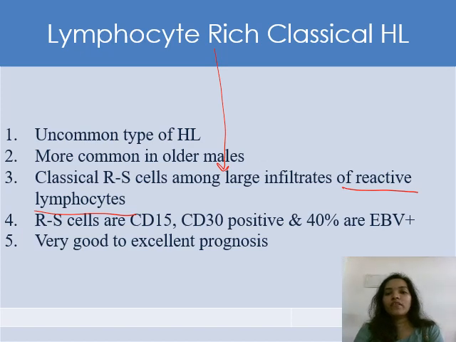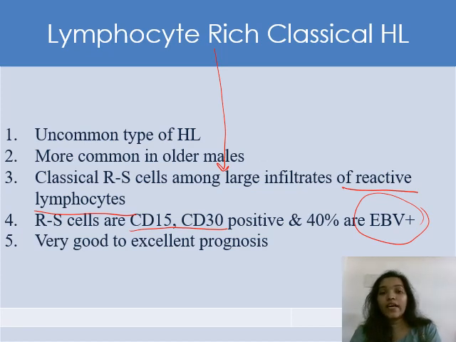This also comes under the classical type, so CD15 and CD30 are positive, and 40% of cases are EBV (Epstein-Barr virus) positive. These also have a very good to excellent prognosis because they have a lymphocyte-rich background. So those Hodgkin's lymphomas which have a rich background of lymphocytes usually will have a good prognosis, and those with lymphocytic depletion will have a bad prognosis.